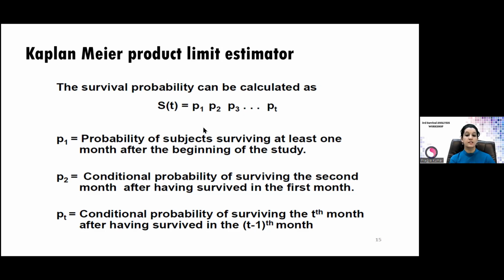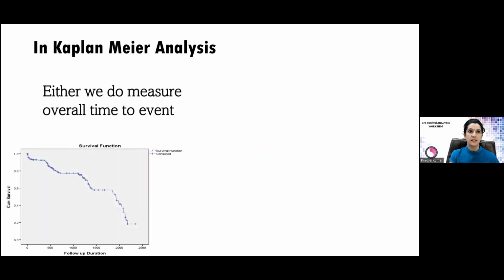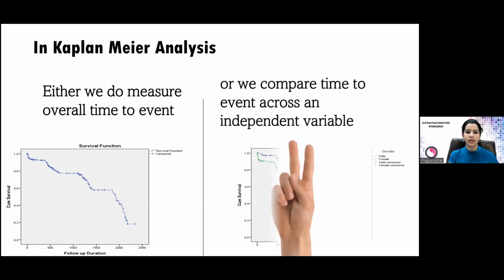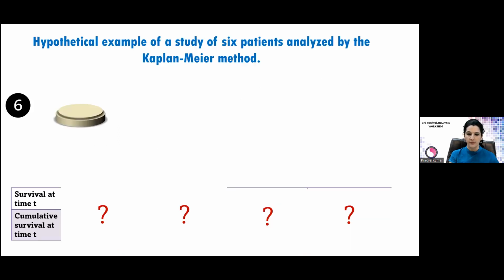And this we know as the cumulative probability. The probability which we have explained, the median estimation, the median survival time, where I have introduced one term which is the cumulative probability. So basically this survival function is the cumulative probability of these products. So here in Kaplan-Meier, we can either measure the overall time to event. That means it is not necessary that you split it by gender or any other variable, or you can compare it across any independent variable. Like we have seen previously also, we have compared it across the gender of the baby, male and female. So you can do that.